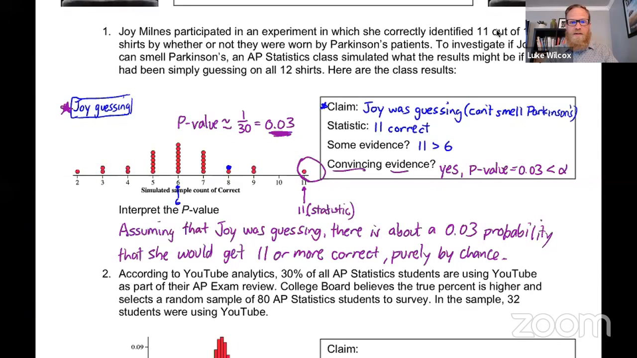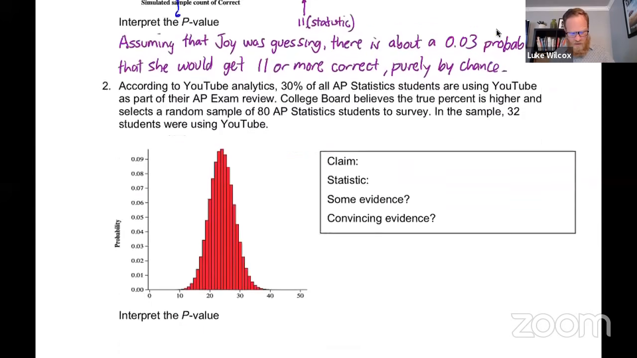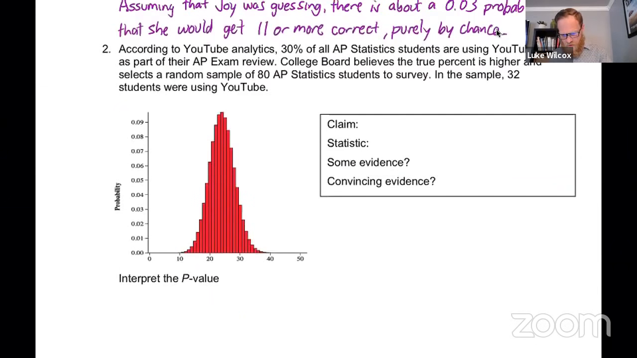can smell Parkinson's. Side note, the 12th one that she got incorrect, she had said that person had Parkinson's and that person did not have Parkinson's. But several weeks or months later, that person did in fact develop Parkinson's. Crazy story. You can look it up on the internet. All right, let's move on to question number 2.